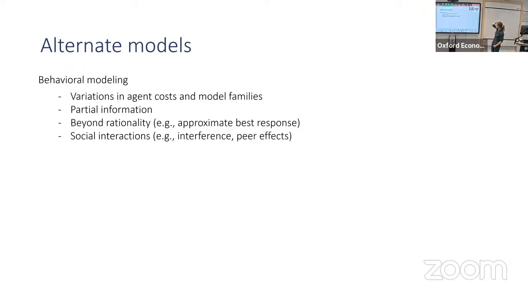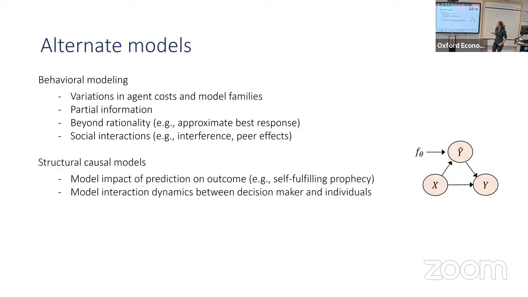There's beyond rationality and then social interactions, as you mentioned, which is also a very important part of modeling. Another way you could go about it is a more structural causal model perspective, where you try to understand how the predictor enters my data generation process and make structural assumptions that way. This is often also without interference, right? If you make this SUTVA assumption in causal inference.